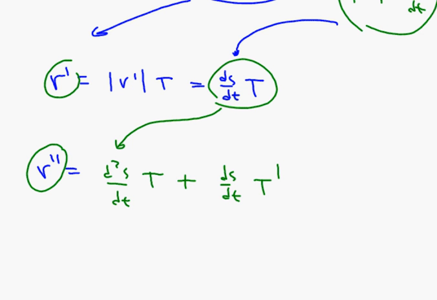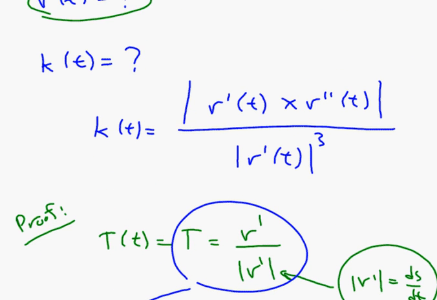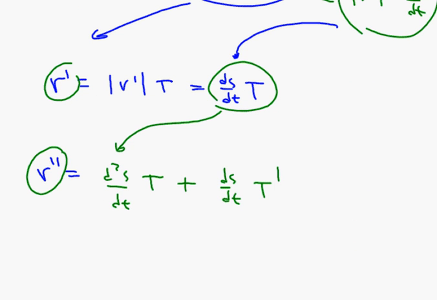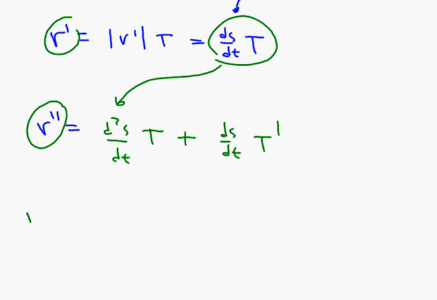And what are we going to do next? Well, if we think about the definition that I'm claiming is true, it requires the cross product of those two things right there. So that's what we're going to do next. We're going to cross these things and see what happens. Okay, so here we go. So r prime cross r double prime would equal. All right. So now I'm going to write that out in pieces. We can write it one of two ways. We can write it as ds/dt T cross, because we just showed earlier that those are equal, this expression.